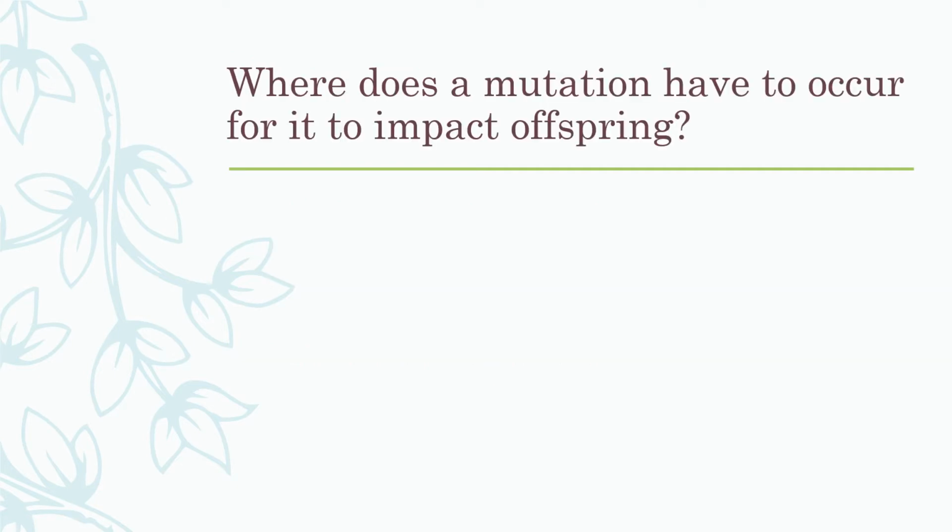So where does a mutation have to occur for it to impact its offspring? Think about cell types and cell cycles and what kinds of things get passed on to future generations. There are somatic or body cells, and then there are germline cells. In order for a mutation to impact offspring, it must occur in the germline cells. Germline meaning sperm or egg cells, okay?